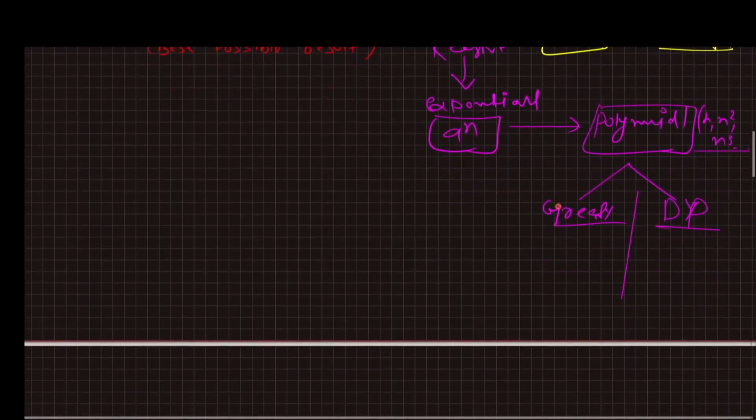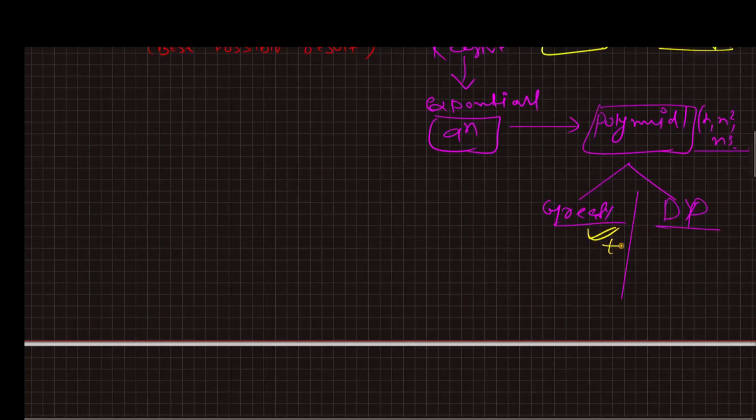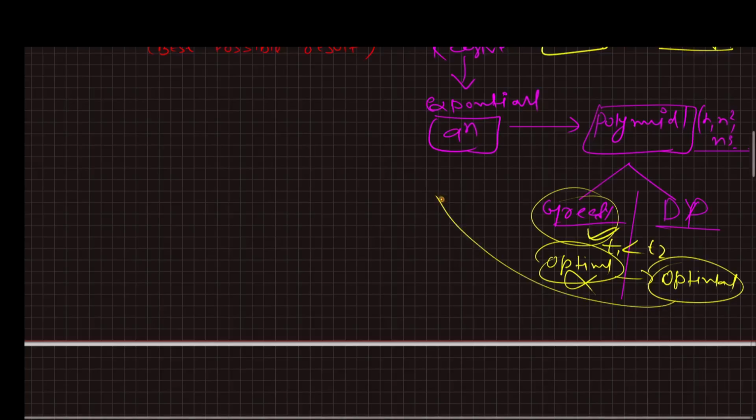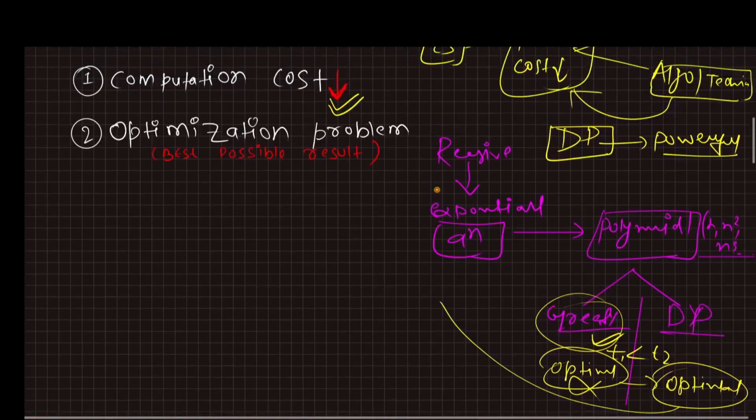So here greedy might be faster than DP, meaning it will take less time than DP, but greedy may not give the optimal answer, but dynamic programming will guarantee you the optimal. And for any problem, what do we want? We want the best answer that we can get. So dynamic programming is used to solve optimization problems. Optimization is the best possible result for any problem.